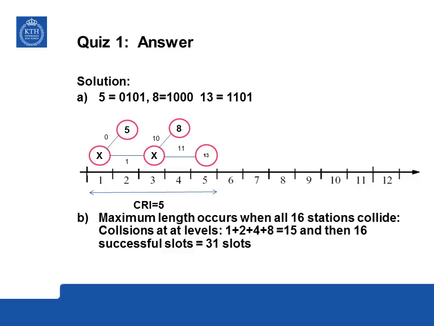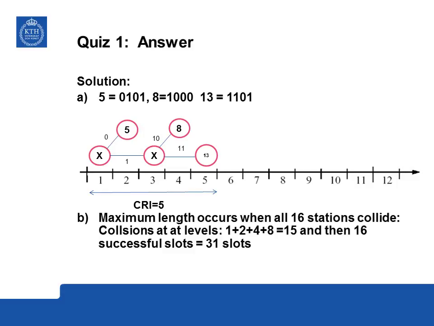So slot number 2 will be occupied by station number 5 alone, so we have a successful transmission there, and that branch of the tree is resolved. So then we go to the stations with the 1s in the most significant digit, and we have another collision between station 8 and 13 in slot number 3. So then we branch according to the second most significant digit, so we branch according to the 1, 0 and 1, 1 path.